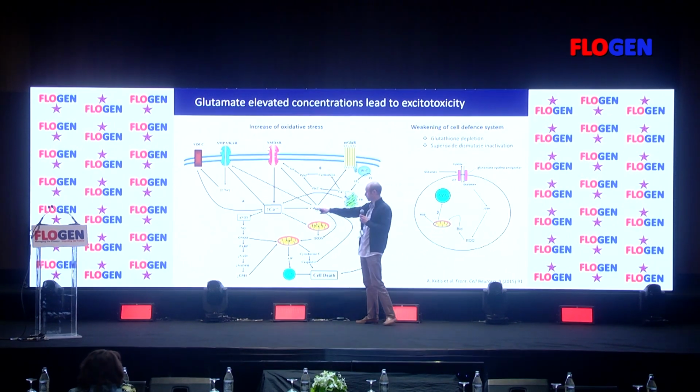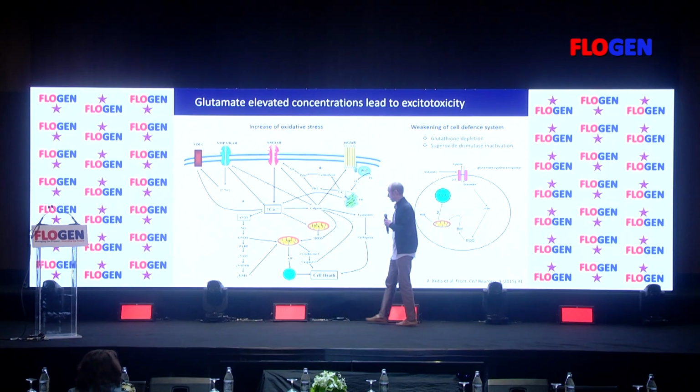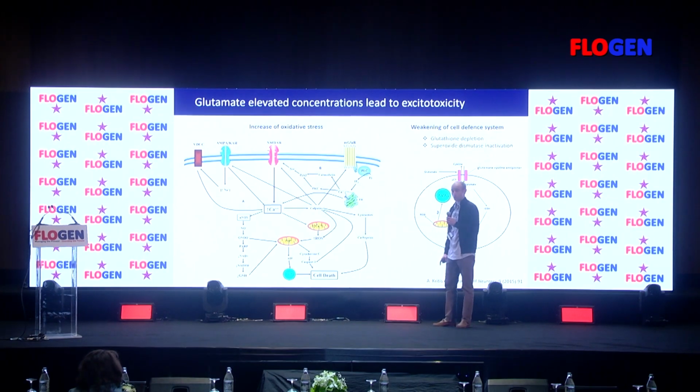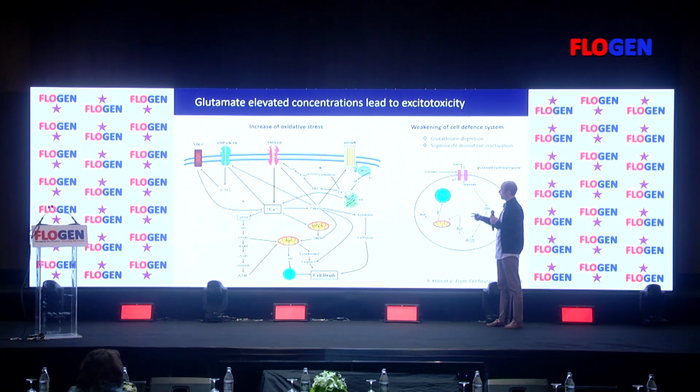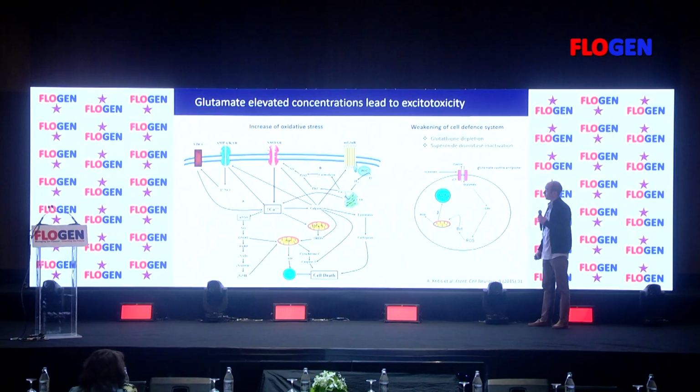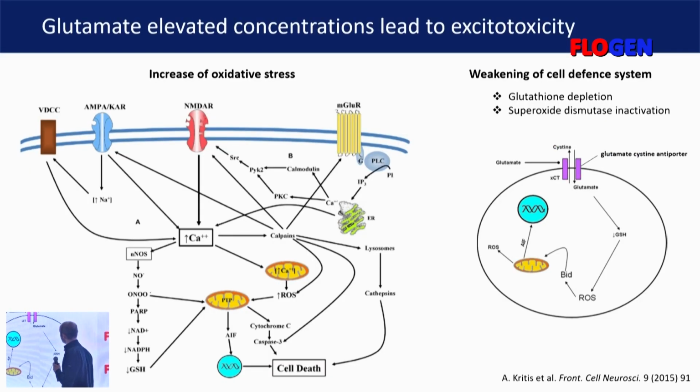In addition, the very high concentration of calcium can activate the calpain pathway, which can also lead to programmed cell death. And the increased glutamate concentration leads to the weakening of the cell defense, because the superoxide dismutase is inactivated, and also the glutamate-cysteine antiporter reverses direction and sends cysteine outside of the cell, which eventually leads to a decrease of glutathione concentration, with the evident effect on the ability of the cell to scavenge free radicals.